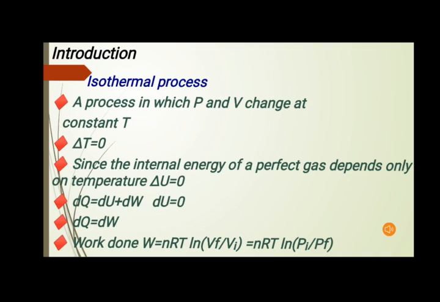Next, we can see the work done. Work done is expressed in two forms. First, in terms of volume: W is equal to nRT into ln of Vf by Vi. Vf is the final volume and Vi is the initial volume. Next, in terms of pressure: nRT into ln Pi by Pf. Pi is the initial pressure and Pf is the final pressure.